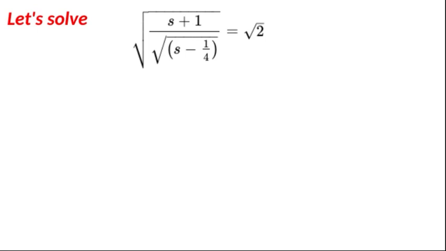Today we're solving the radical equation: the square root of (s plus 1) all over the square root of (s minus 1 over 4) is equal to the square root of 2. So maybe pause the video, give it a try, and let's see how you get on.